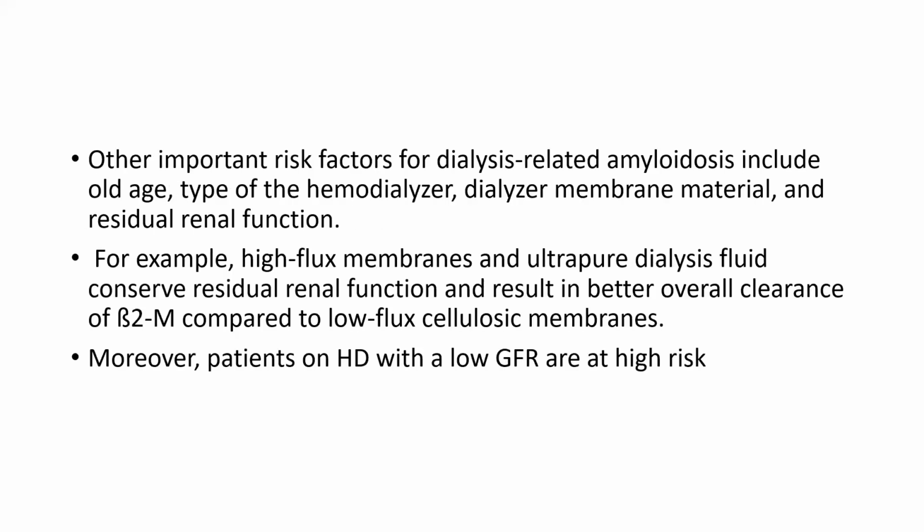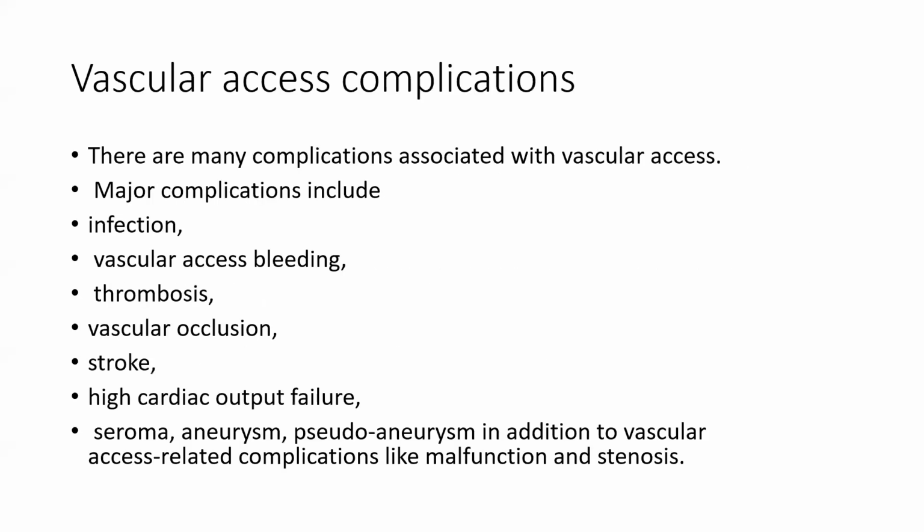Other important risk factors for dialysis-related amyloidosis include old age, type of hemodialyzer, dialyzer membrane material, and residual renal function. For example, high flux membrane and ultra pure dialysis fluid conserve residual renal function and result in better overall clearance of beta 2 microglobulin compared to low flux cellulose membrane. Moreover, patients on HD with low GFR are at high risk.